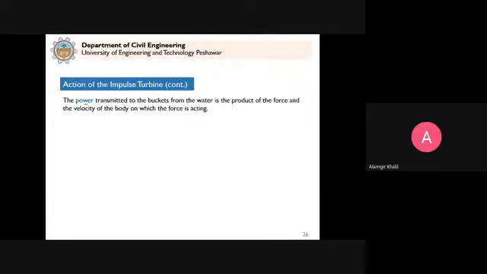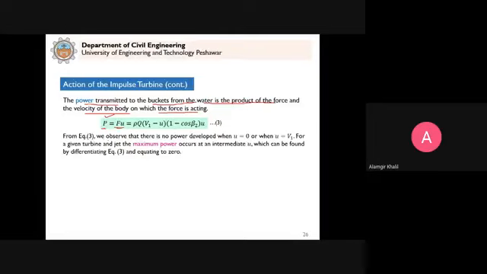So now the power transferred, we calculate the forces. The power transferred to the buckets from the water is the product of force multiplied by the velocity at which the force is acting. So your power will be equal to force into the speed of the buckets. That will be the power transferred. Now in this equation you see when the power will be zero. We observe from equation 3, no power is developed when u is equal to 0. When the buckets are not moving, u is equal to 0, no power will be transferred. Or when the speed of the bucket is the same as the speed of the jet.